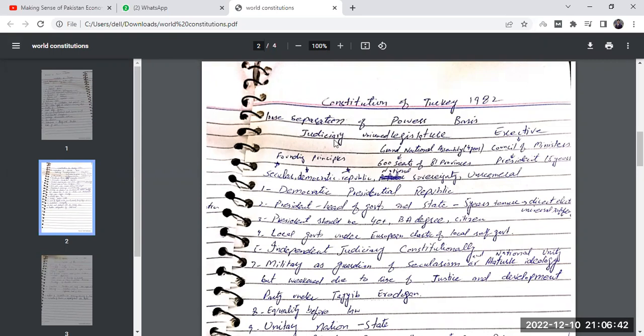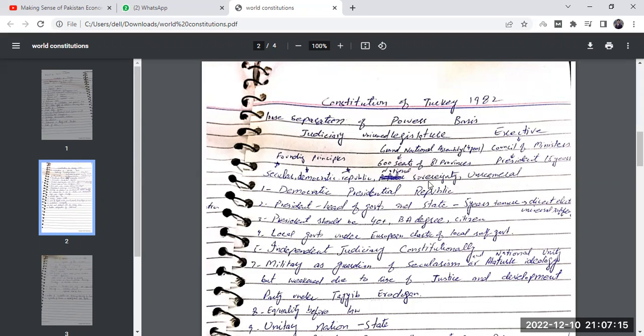So it has three founding principles, which is also called Ataturkism. Ataturkism means Turkey is based on three main founding principles: secularism, democratism, and republicanism. Secularism means religion has no effect on politics, and religion and politics are separate things. This is secularism. Democratic means the majority will decide, and republic means the head of state would be elected.